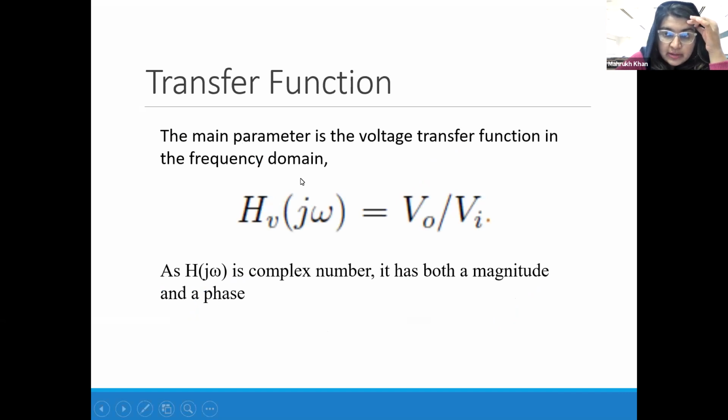In filters, the most important thing is the transfer function, which is output voltage divided by input voltage. That defines what the transfer function is. As you know, when there is a storage device like a capacitor or inductor, it will be a complex value. It will have phase and magnitude. That's why A(jω) has phase and magnitude in it.